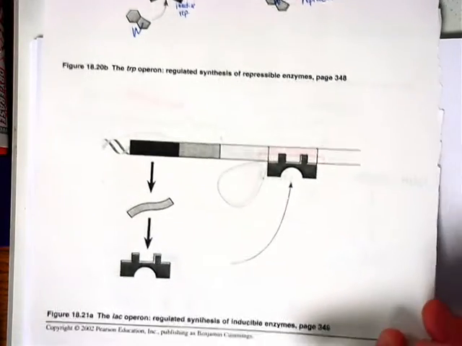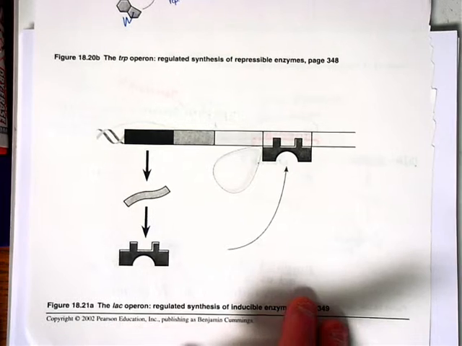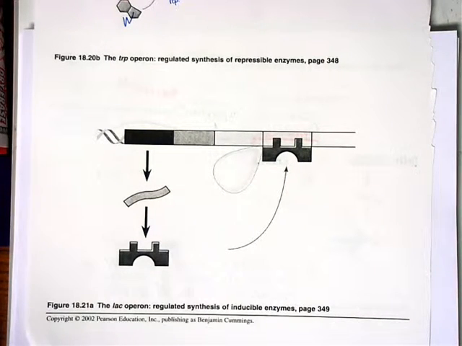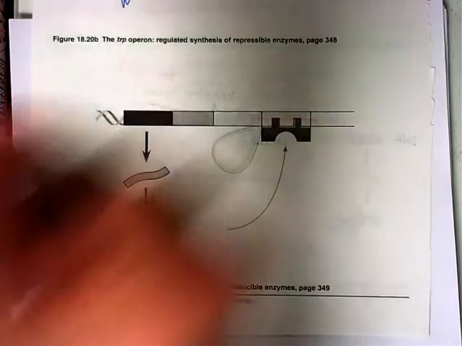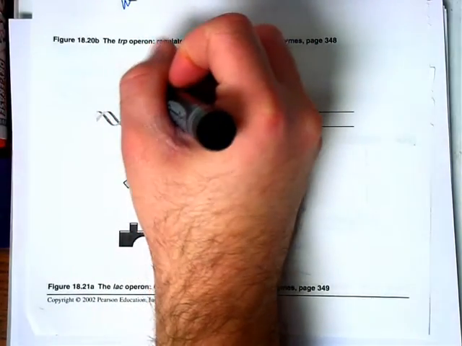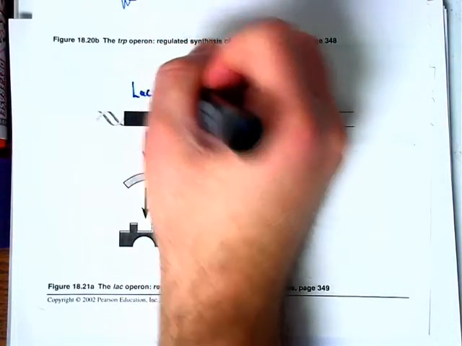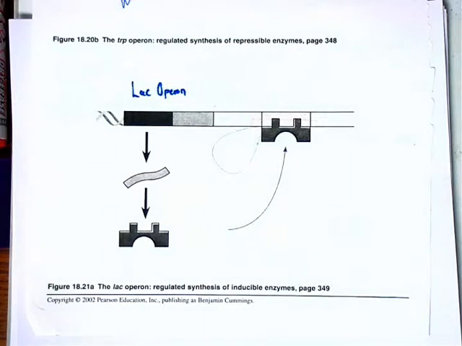So, I'm going to get you to draw one more little picture. Oh, yes. Guys, no tears. We've got this operon here, right? And of course, this would be the lac operon. And again, this is an operon that is basically always off, but can be turned on when lactose is present.